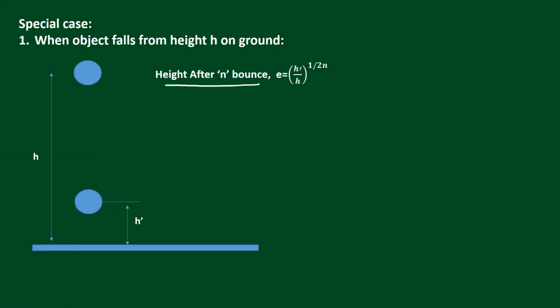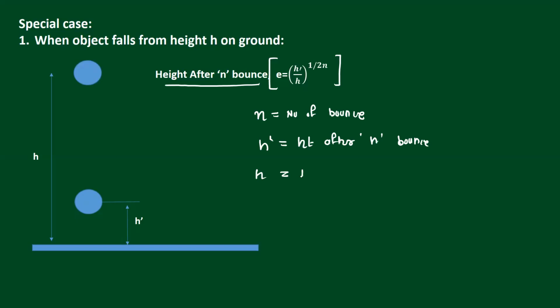Height after n bounces, we can determine by using the relation E is equal to (h dash upon h) raised to 1 upon 2n. Here n means the total number of bounces, h dash is the new height after n number of bounces, h is the initial height, and the value E is nothing but the coefficient of restitution.